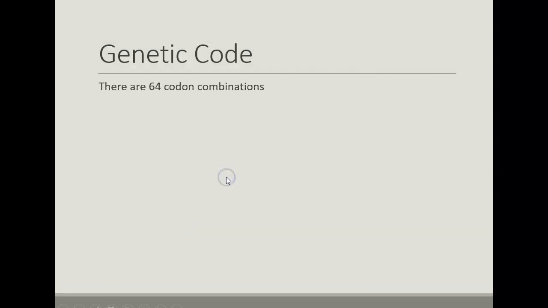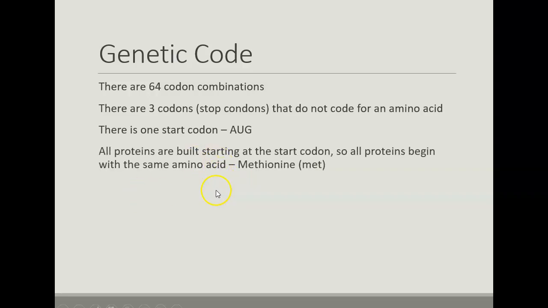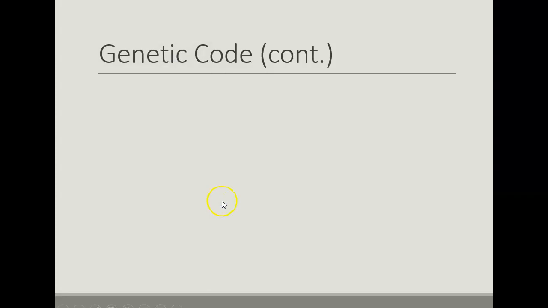So scientists have figured this out, and with those 4 combinations of letters, we can create 64 different codons. 3 of those are stop codons that don't code for an amino acid. One of them is the universal codon, right? The start AUG. All proteins start with an AUG. And then from there, we all start with methionine, and then we move on, right?